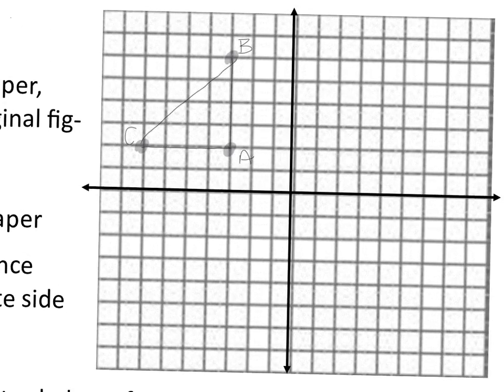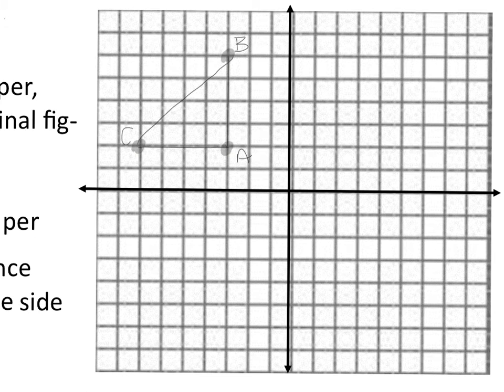So looking at this, we note that point A is 1, 2, 3 spots away from the y-axis to the left. So A prime would be 1, 2, 3 spots away from the y-axis on the right. B is 3 spots away from the y-axis on the left. So B prime is 1, 2, 3 spaces away from the y-axis on the right. C is 7 spots away from the y-axis on the left. So C prime is 1, 2, 3, 4, 5, 6, 7 spaces away from the y-axis on the right.